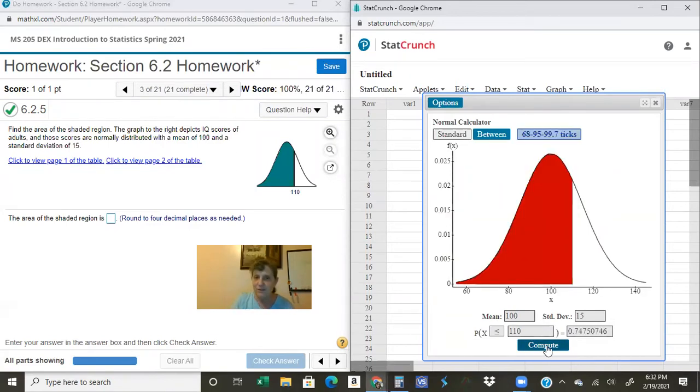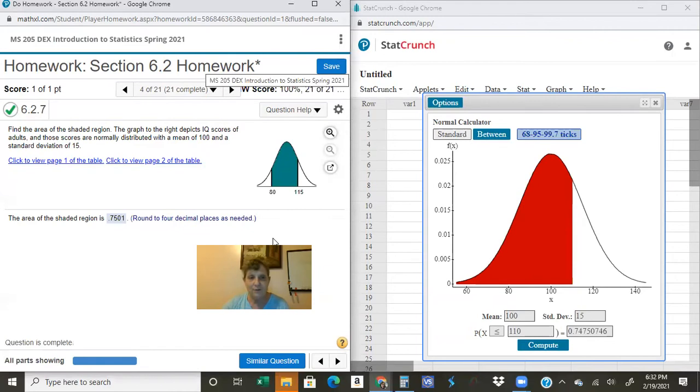Notice the graph matches the graph in the picture. The probability is 0.7475. It may not come up with 100% exact amounts, but it's going to be close enough to where nobody's going to notice. Now, my math lab is going to be, if there's a difference between what the table gives and what StatCrunch gives, it's going to be programmed to accept either answer.